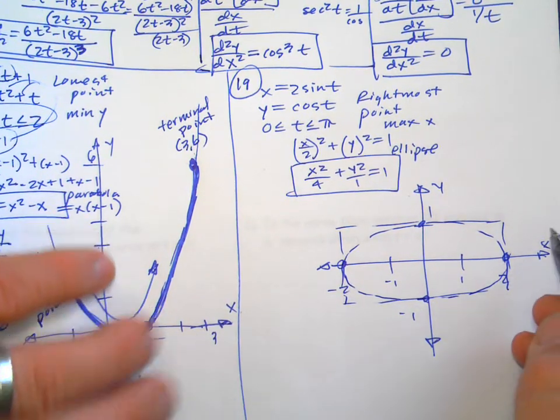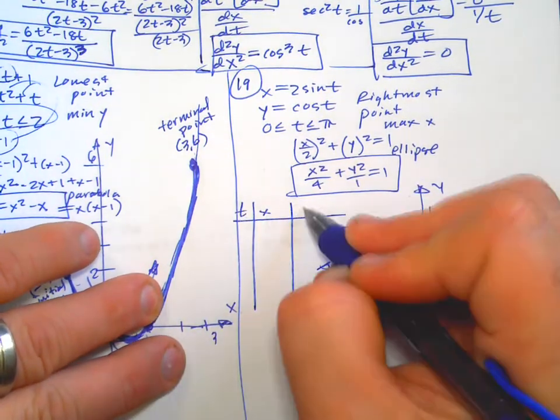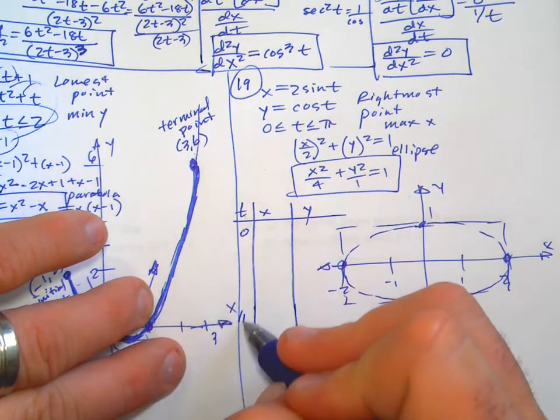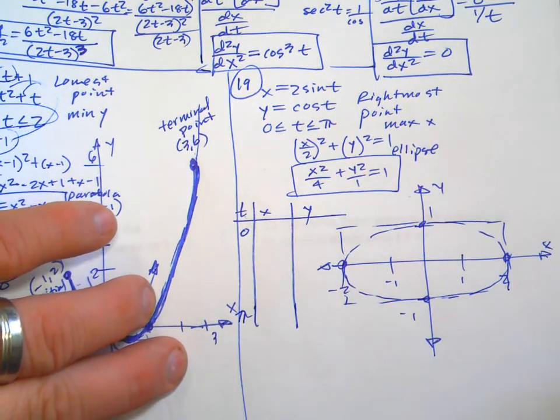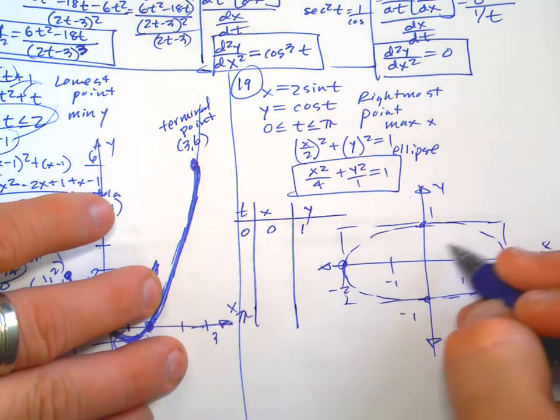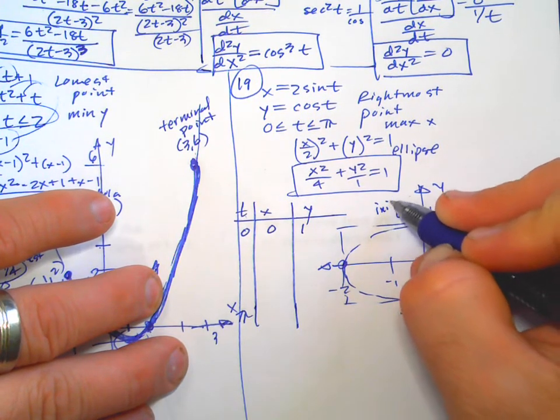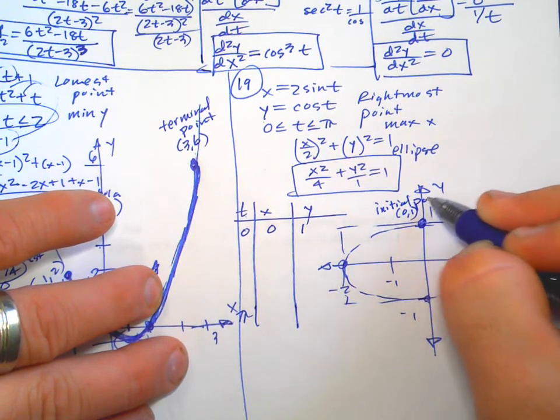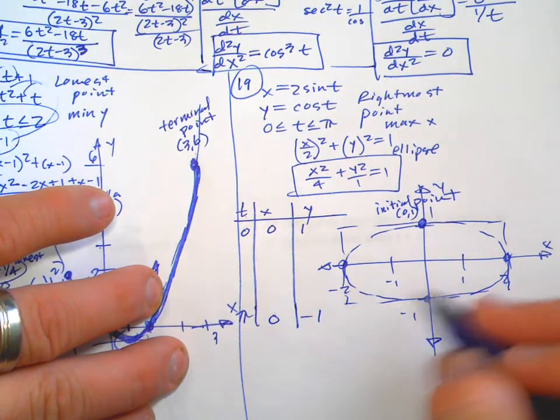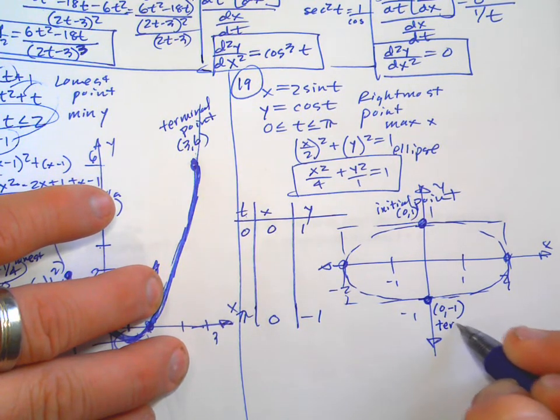Okay, make a table that we could probably even use for our extreme value theorem later. But for now, we're plugging in to find the endpoints, which are part of the extreme value theorem. If we plug 0 in, that's going to be (0, 1), so (0, 1) is the initial point. Pi, it's going to be (0, -1), so (0, -1) is the terminal point.